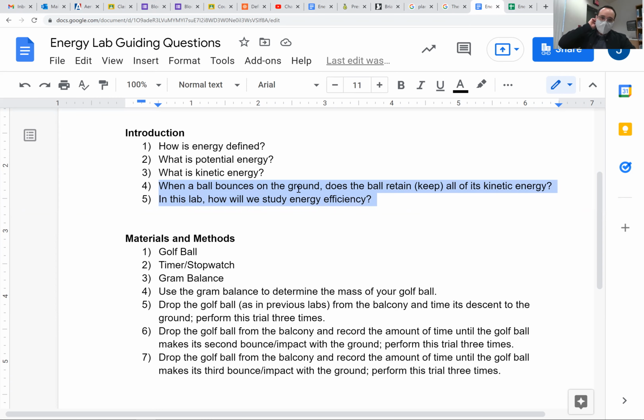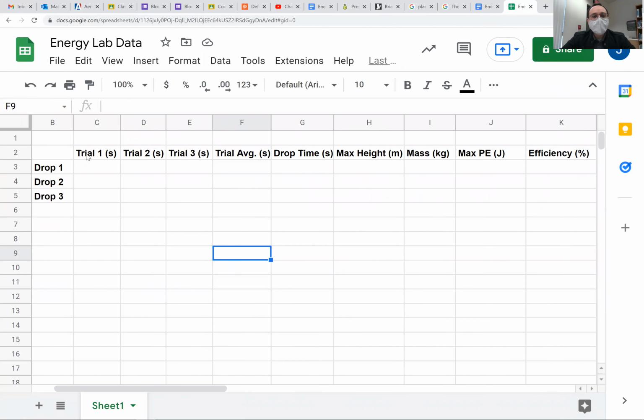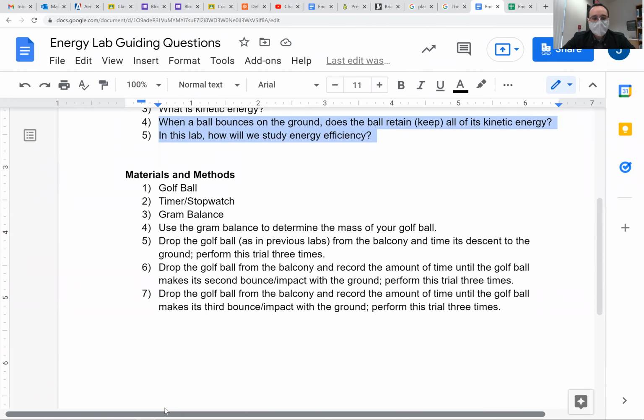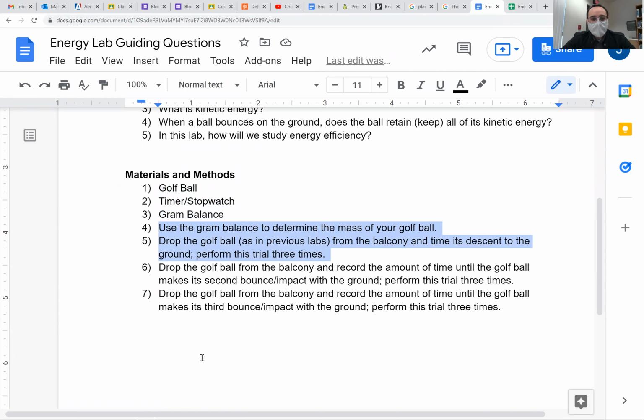Now let's talk about how we're going to perform our calculations and collect our data. Let's look at our steps first. We have our golf ball, our timer, and a gram balance. We're going to use the gram balance to determine the mass of the golf ball. And we're going to drop the golf ball, as in previous labs, from the balcony and time the ball's descent to the ground. We'll do that like we always do, three times. That's just the trial that we've always done.